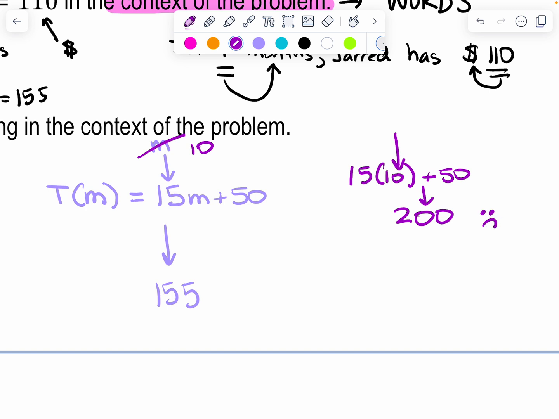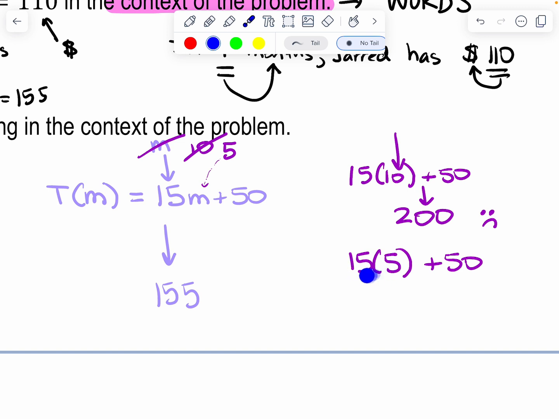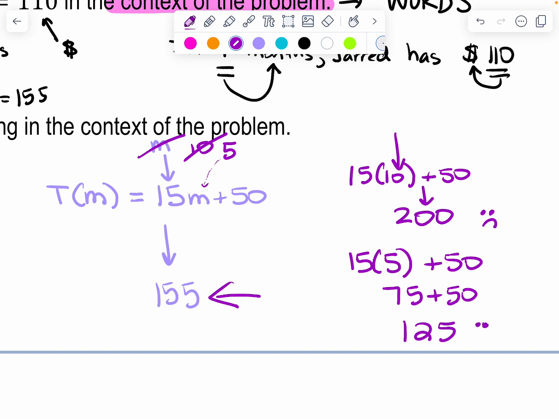So maybe let's just go a little bit smaller. Let's just say 5. So if I tried to put 5 in this machine, the way that I put it in the machine is I just replace the M with it. 15 times 5, let me see. 10 times 5 is 50, 50 and 25, so I think that's 75. So 75 plus 50 is 125. I wanted 155 to come out, so this is too low. So 10 went in, gave me 200, too high. 5 went in, too low. So now I'm going to go between 10 and 5 probably.